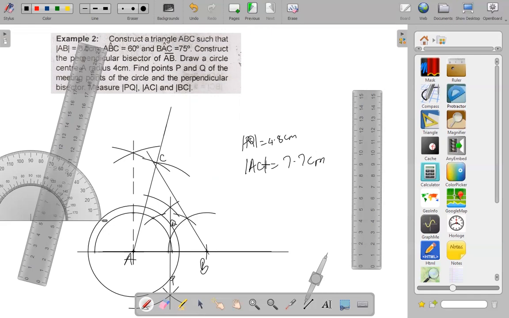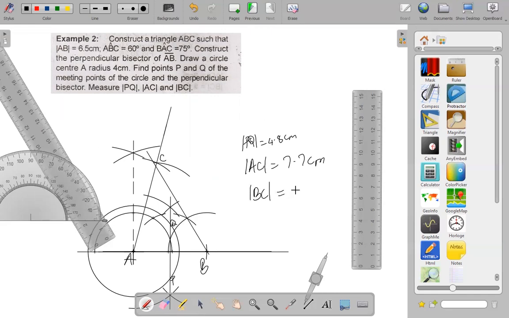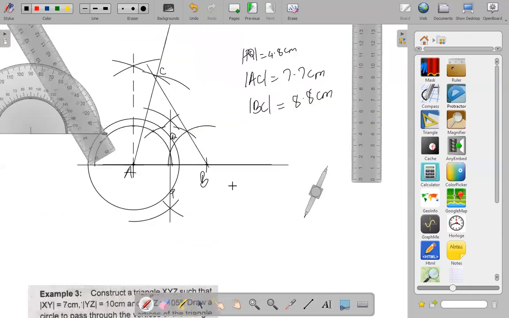And then finally BC is 8.8 centimeter. That brings us to the end of this example 2. Let's move on to more examples.